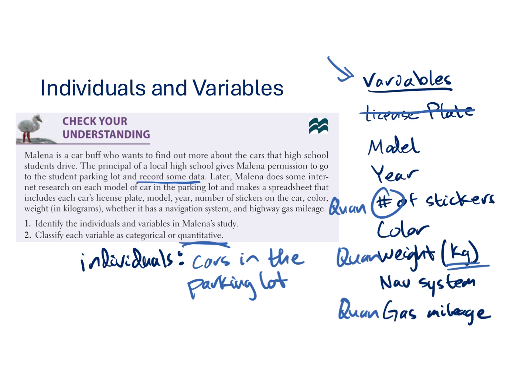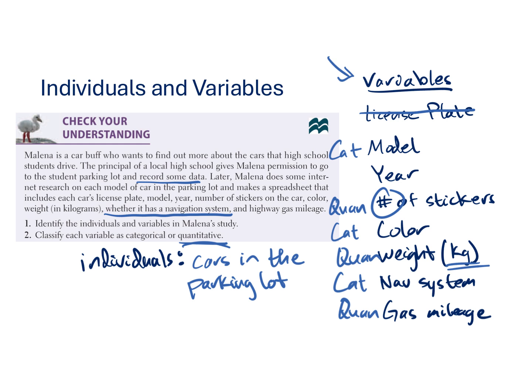The other things that we can be sure of, model is a category. Color is categorical, just like eye color. And it says whether it has a nav system. So whether or not means it's pretty much a yes, no. That's a category.